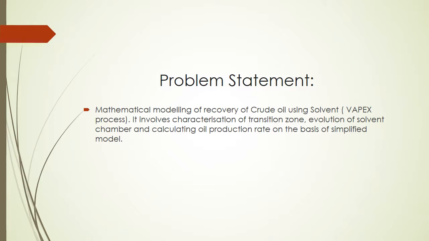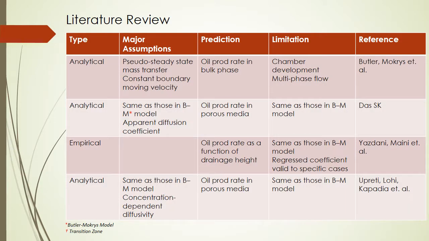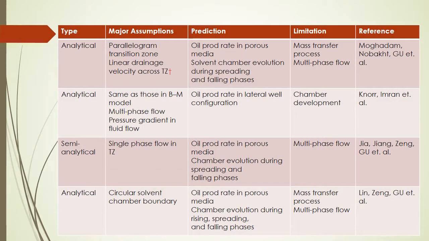Our model involves characterization of the transition zone, evolution of the solvent chamber, and calculating the oil production rate. Here I have mentioned some literature review. These models have already been proposed by different scientists, and the very basic and earliest model is the BM model, that is the Butler-Mokrys model. Here are some more models from the literature.